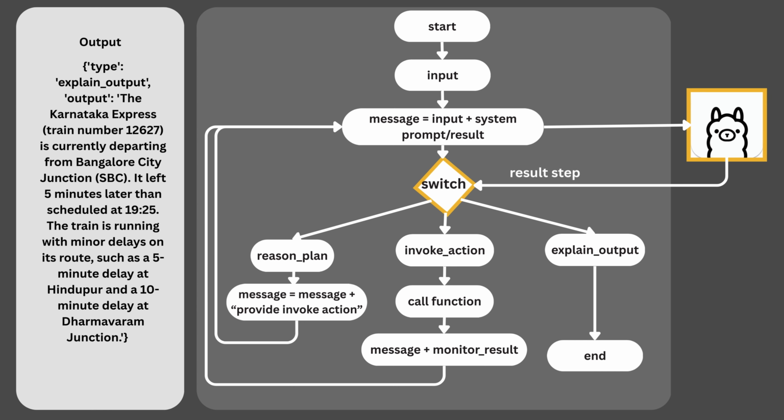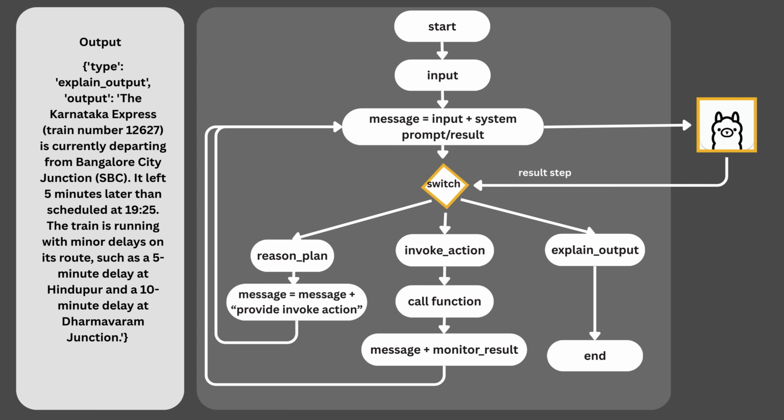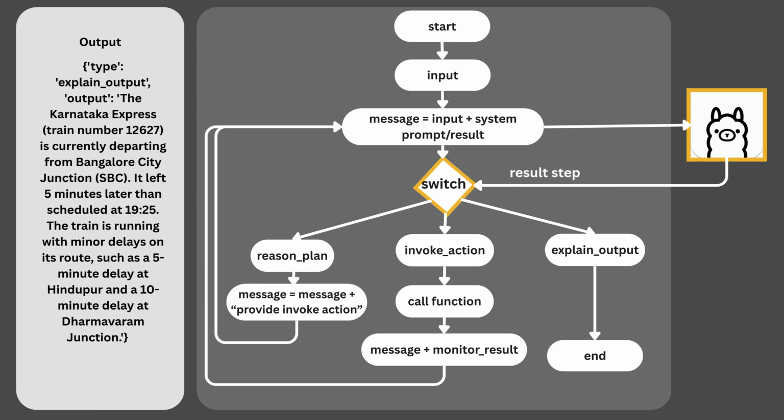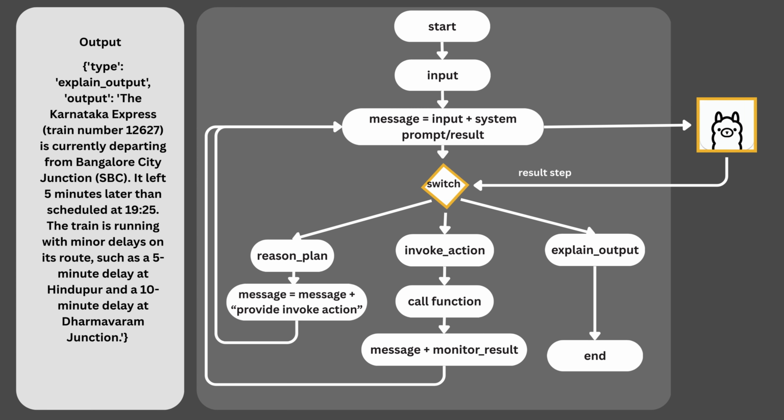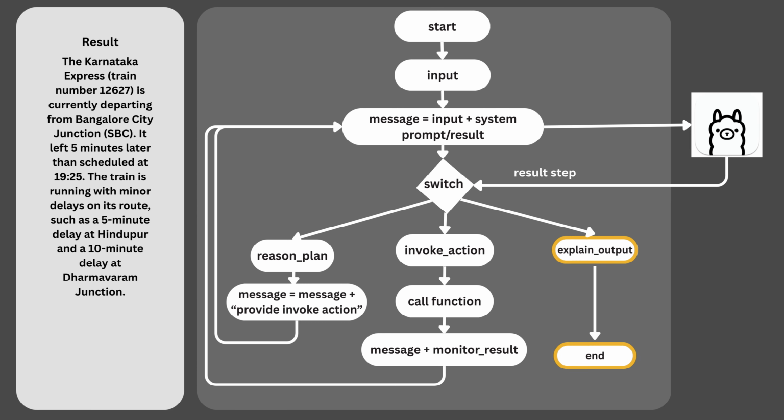This is the explain output step, which is another switch case on the basis of type, where you can see the output is: the Karnataka Express train is currently departed from Bangalore city. So basically it is understanding the JSON that we returned from this function, parsing it, and then returning this. This is the final output, and this is how our flow is going to end.